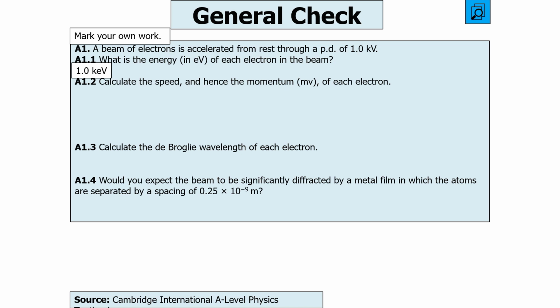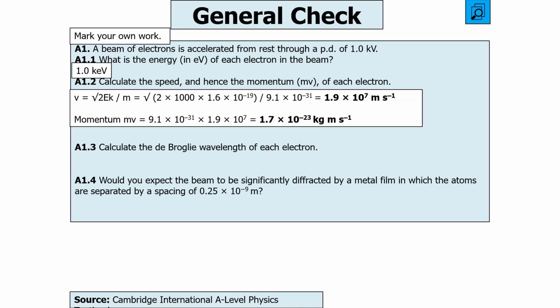Now the next one, we can say that kinetic energy equals a half mv squared. We know what the kinetic energy is from the previous question because we'll just convert that 1 keV into joules. So therefore we can work it through by saying v equals the square root of 2 Ek over m. Pop in all the values. The mass of the electron is given to you on the equation sheet, 9.11 times 10 to the minus 31. So you get 1.9 times 10 to the 7 meters per second.